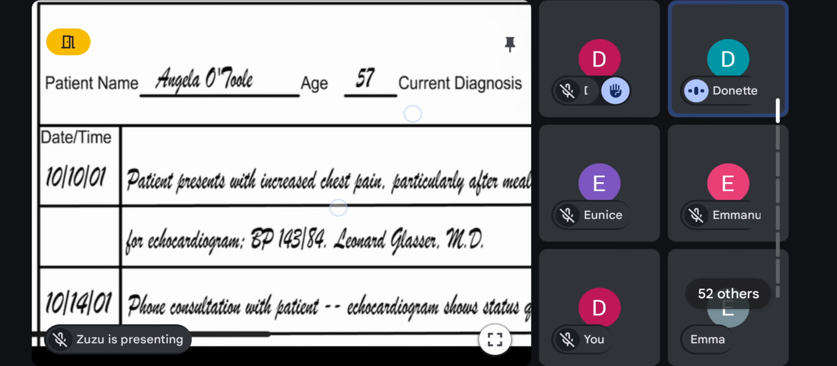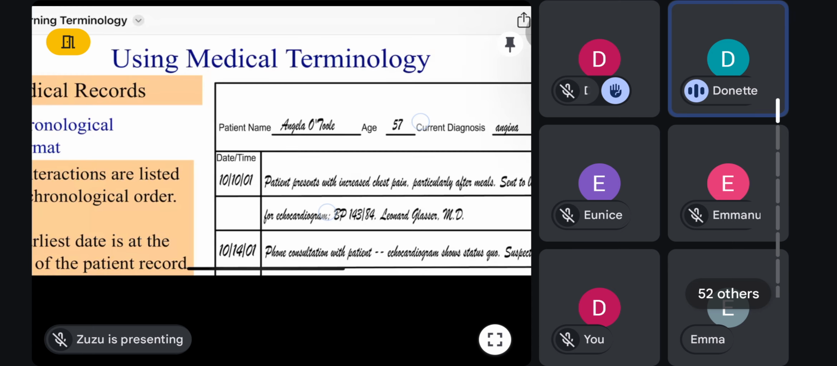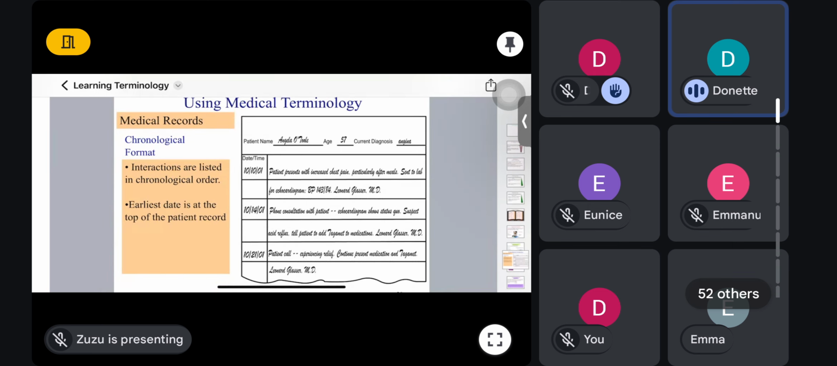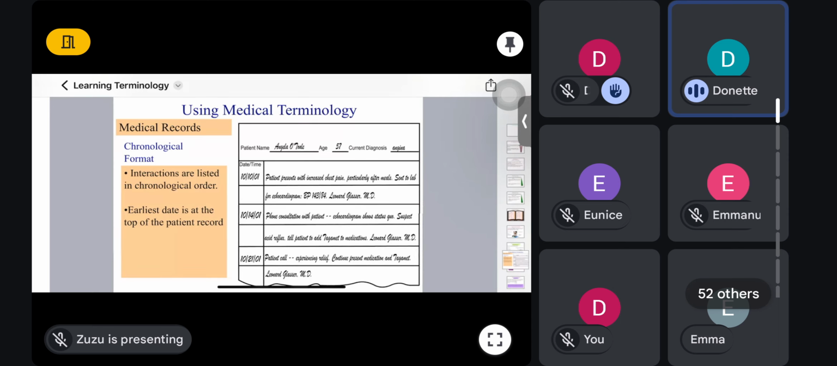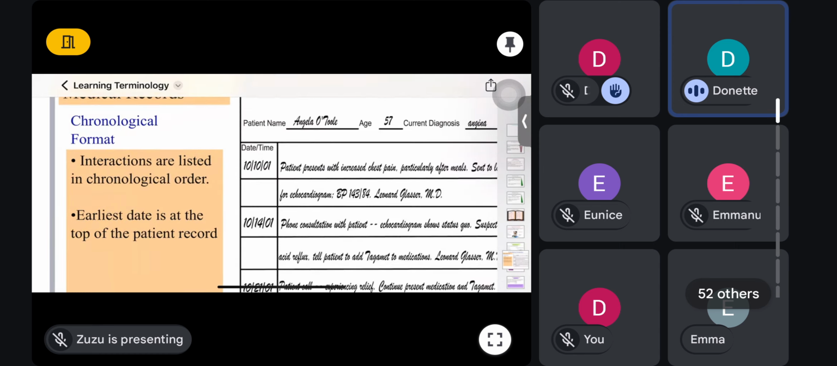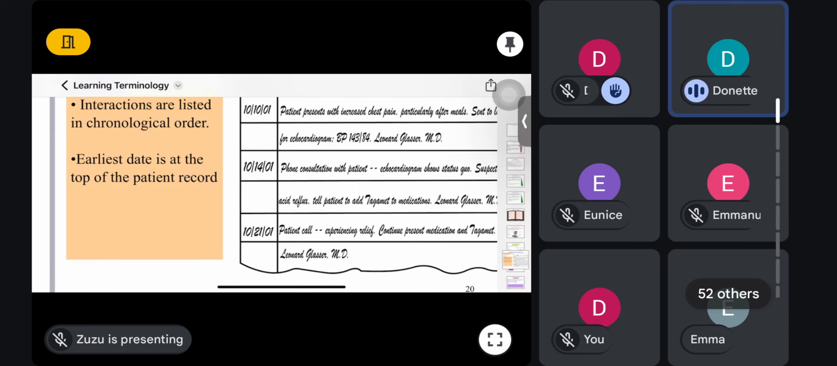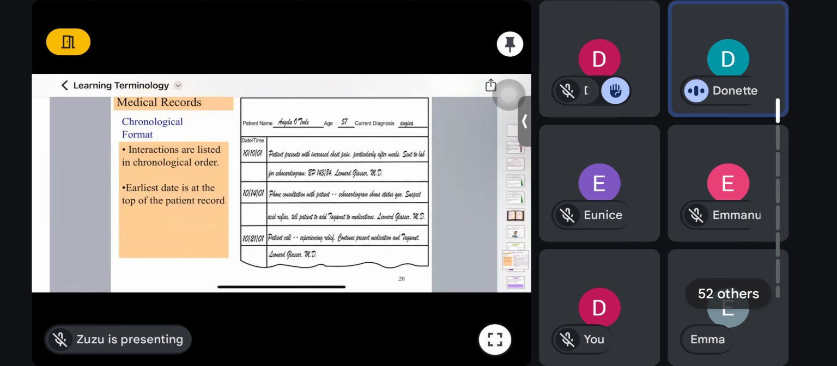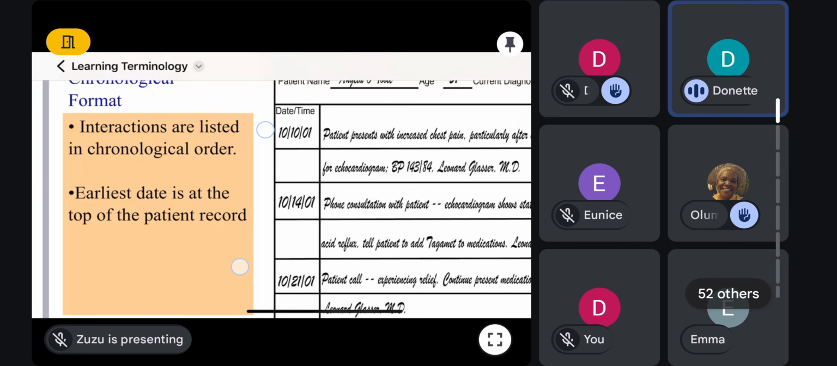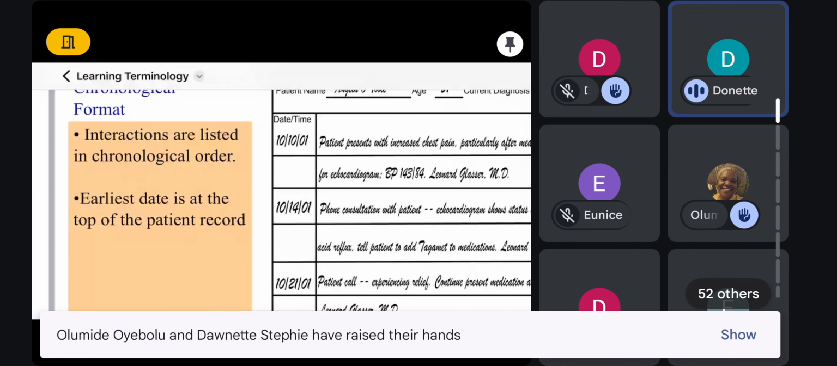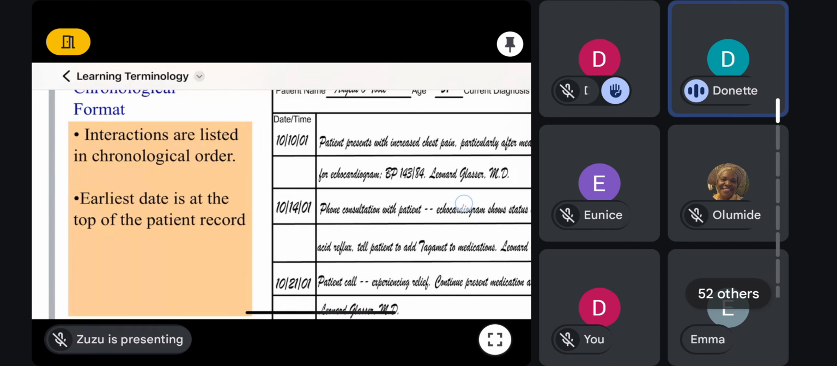Moving on, slide. So using medical terminology, interactions are listed in chronological order. So when you go into the hospital, the patient's documents are listed in chronological order, and that means, can anybody say what chronological is? Anybody knows what that term means? It means time sequence. When it happened, the date and the time. So what is first is first. What is second is documented second. What is last is documented last.